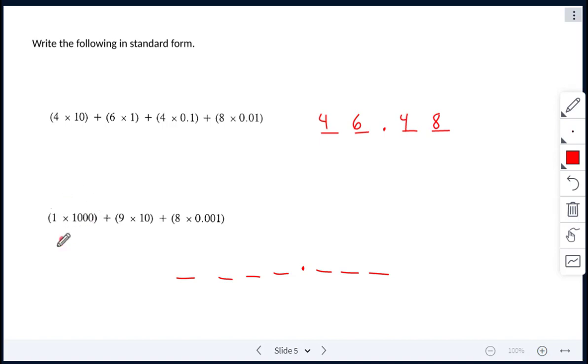So we have 1 in the thousands position, so that would go here. And we have a 9 in the tens position, so my tens position is here. All right, that means I can fill those 2 in with zeros. Next, I have 8 in my thousandths position, so tenths, hundredths, thousandths. I'm going to put my 8 here, and then I'm going to fill these in with 0 because nothing else is given for those positions. So this is my number. The number is 1090.008.